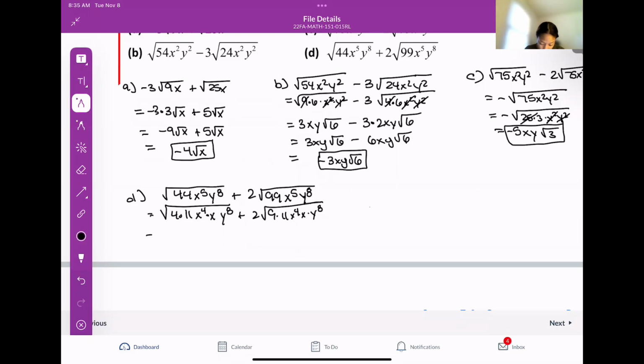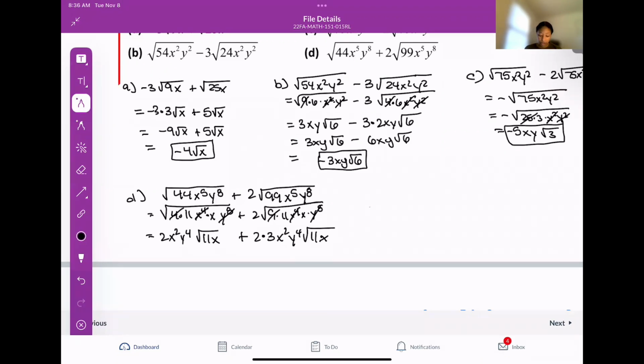All right. Square root of 4 is 2. The square root of x to the 4th would be x squared. So we can pull out an x squared. And the square root of y to the 8th would be y to the 4th. So we have 2x squared y to the 4th, and we still have a square root of x left under there. Oh, square root of 11x. Okay, plus 2 times the square root of 9 is 3. The square root of x to the 4th is x squared. The square root of y to the 8th is y to the 4th. And then we're left with square root of 11 times x.